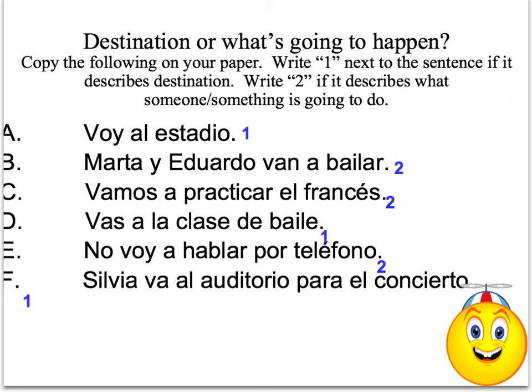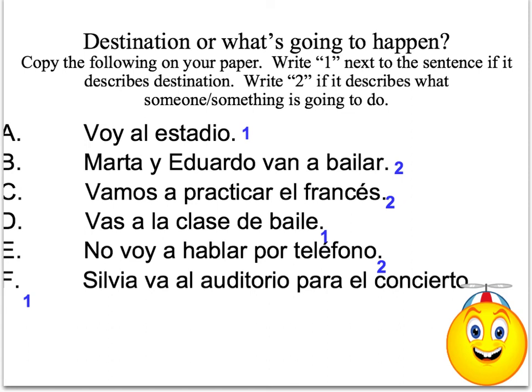So if we look, the first one, voy al estadio, I'm going to the stadium. So that's just a destination where I'm going. Marta y Eduardo van a bailar. Marta and Eduardo are going to dance, and saying what someone's going to do. Vamos a practicar el francés. We are going to practice French. There again, saying what someone's going to do. We're using an infinitive there.